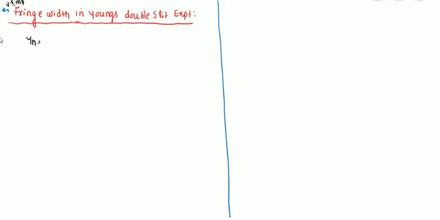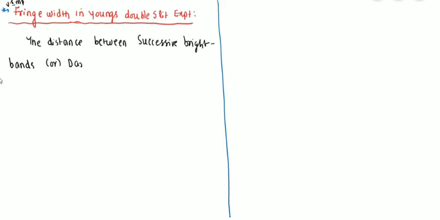The distance between successive bright bands or dark bands is called the fringe width.